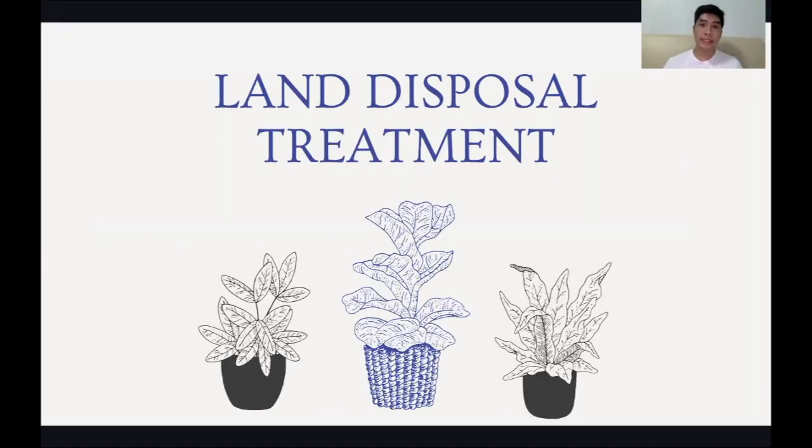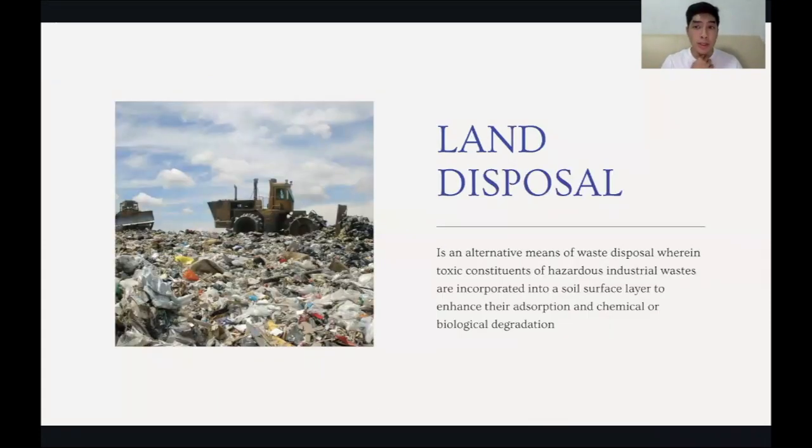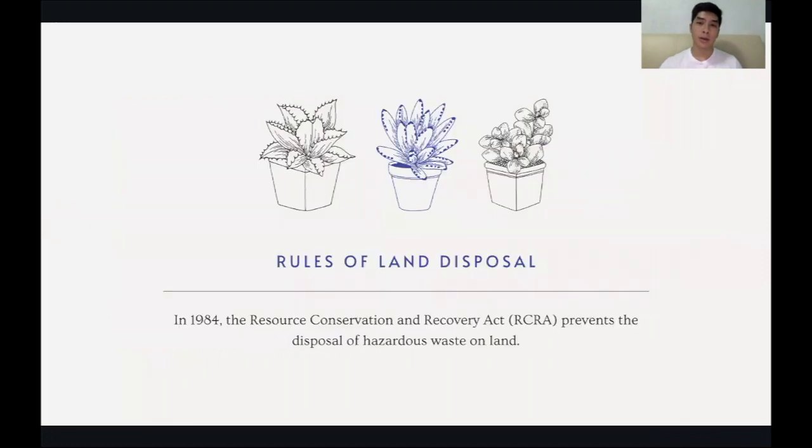The third treatment is land disposal. So, what is land disposal? Land disposal is an alternative means of waste disposal, wherein toxic constituents of hazardous industrial wastes are incorporated into a soil surface layer to enhance their absorption and chemical or biological degradation. One of the examples of land disposal that we're familiar with is the Smoky Mountain, located near the port of Manila. So there are also rules in land disposal.